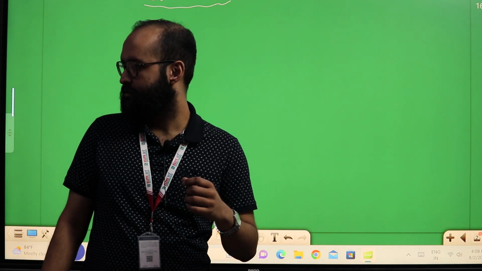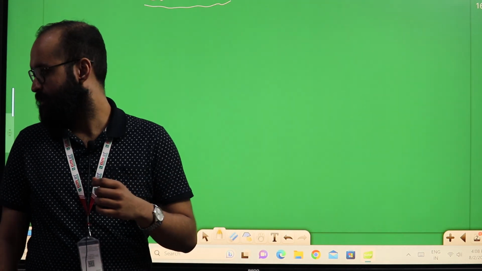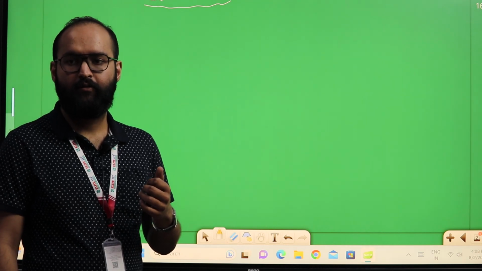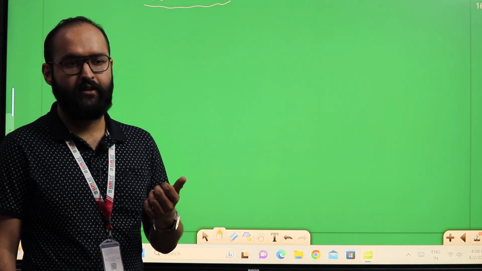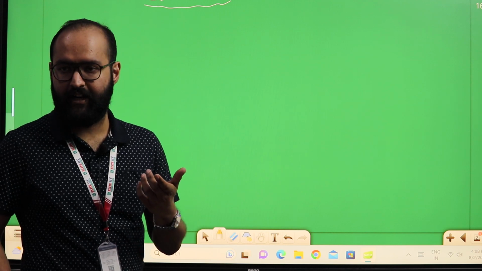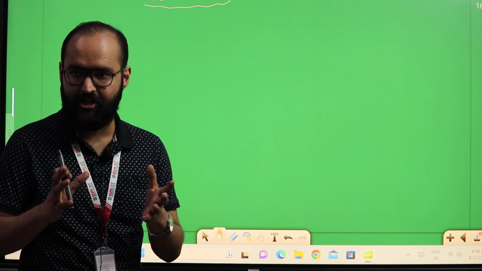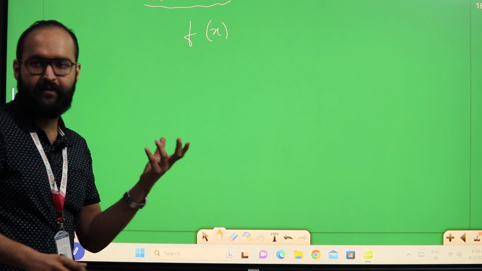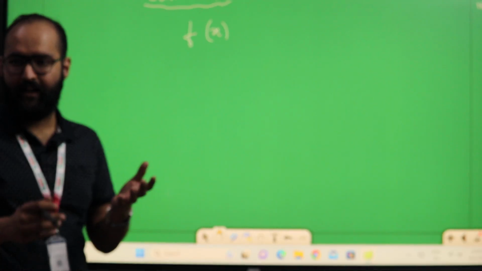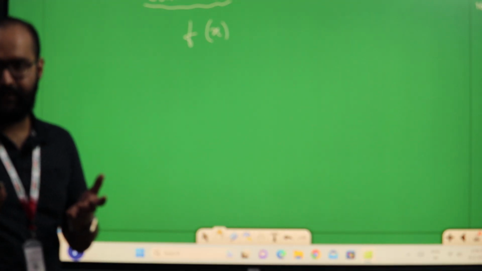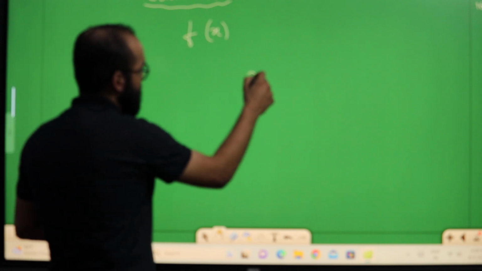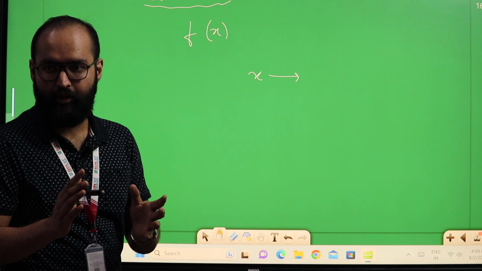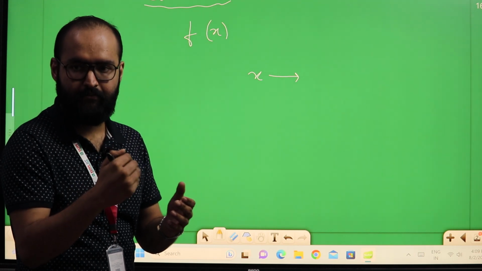What was limit? In PUC1 you studied limits, right? What is the meaning of limit? Limit was basically understanding how a function of x behaves when the variable x does not exactly take a value but tends to go towards a value.